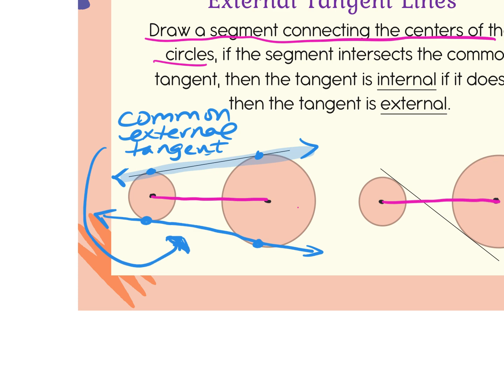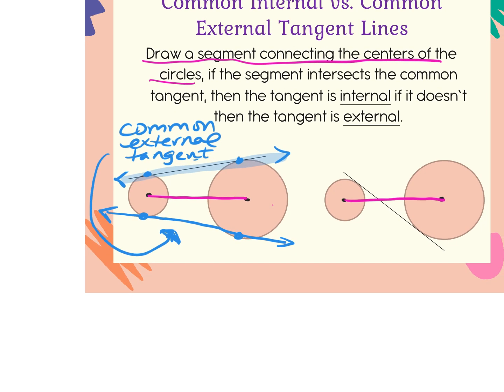Now, for the other figures, on the one on the right, this is the tangent line. It's in common to both circles, but notice it intersects that connecting pink line, making this red line the common internal tangent.